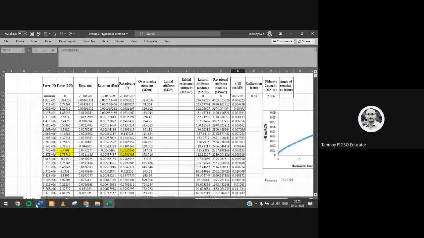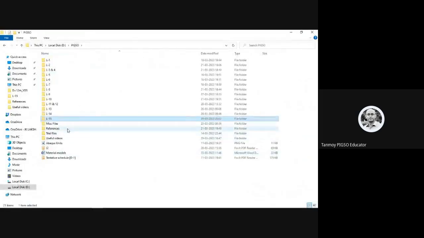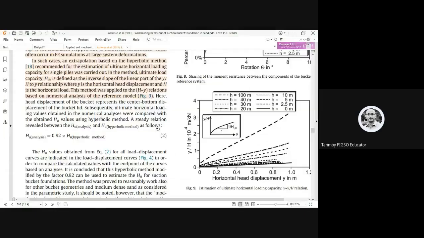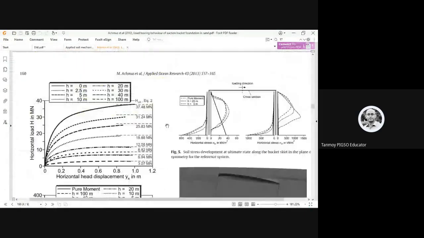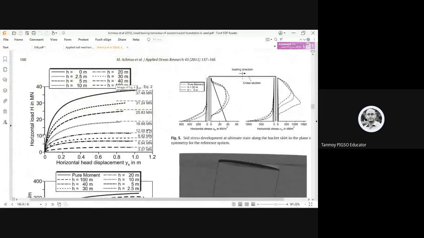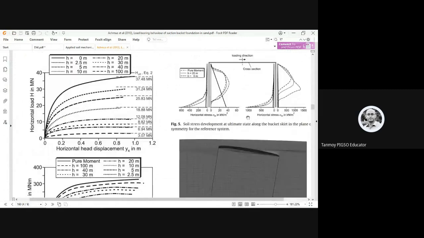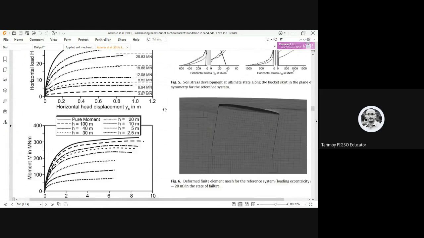This is something that I was trying to simulate. Suppose this is a wind turbine foundation where loads were applied at a loading eccentricity of 100 meters. I could get the results, but my program was aborting when I was simulating for pure moment, and I needed the value.